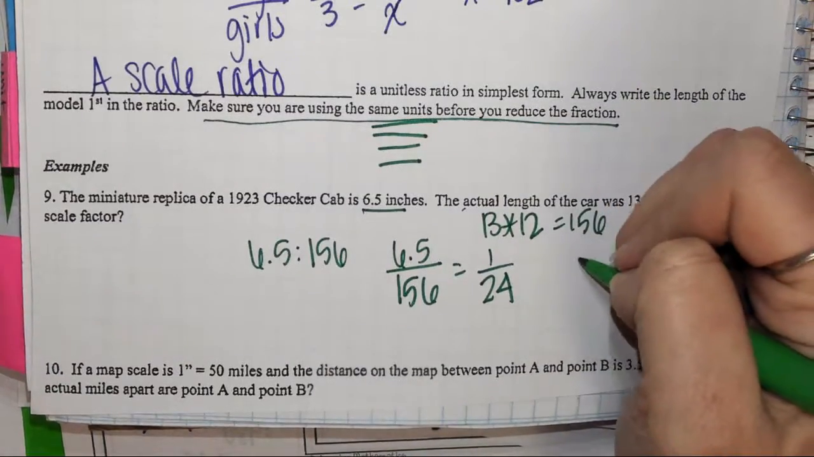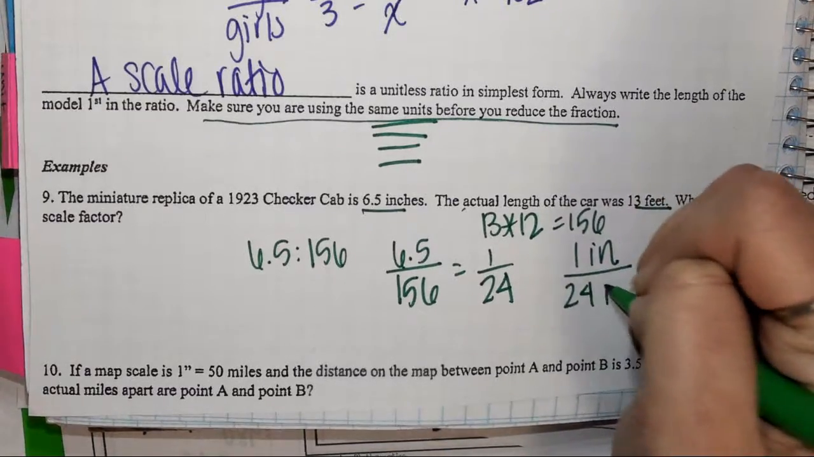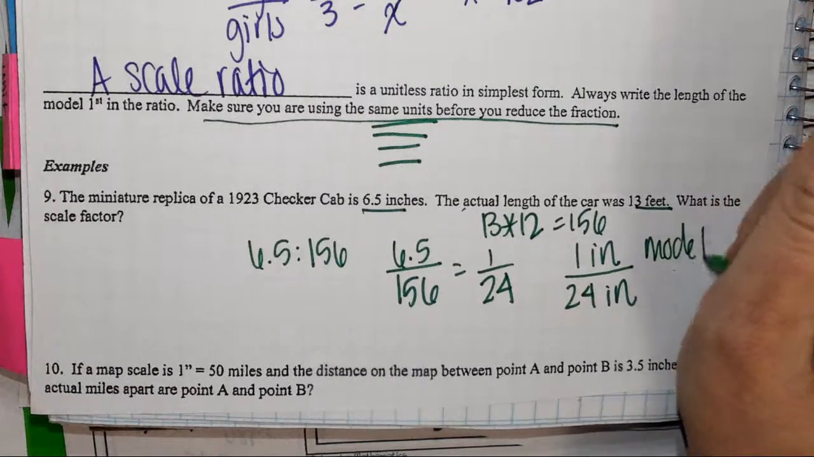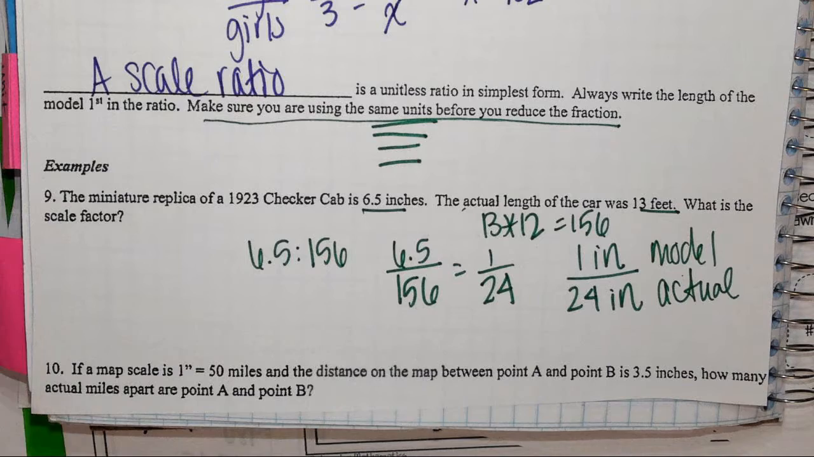Alright, so that means for every 1 inch on the model, it's 24 inches on the actual car. So 1 inch would equal how many feet? 1 inch would equal how many feet? 2 feet. Good.